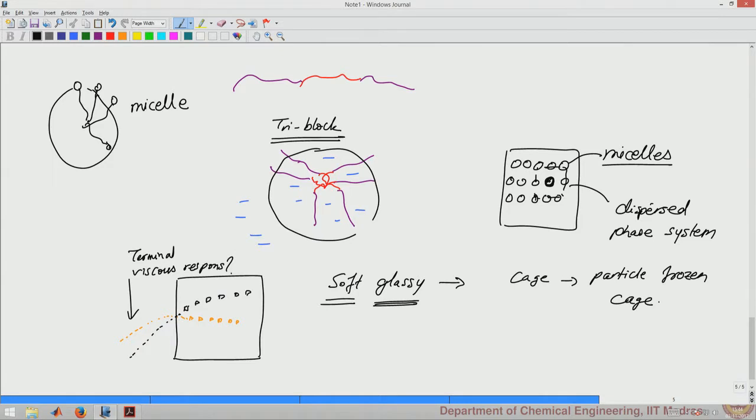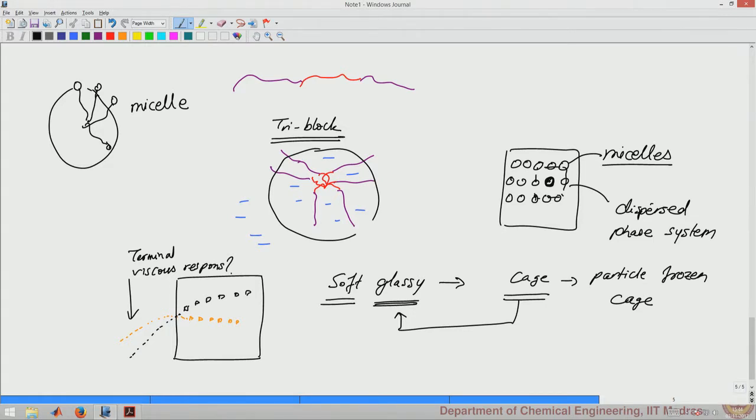Given that there are cage-like responses and the particle is frozen because of this cage, this is similar to no molecular flexibility at all in the glassy state of a macromolecule, or for a colloidal glass, the particle being frozen because it is in a cage. So, we can say that because of the presence of this cage, it could be a soft glassy material.